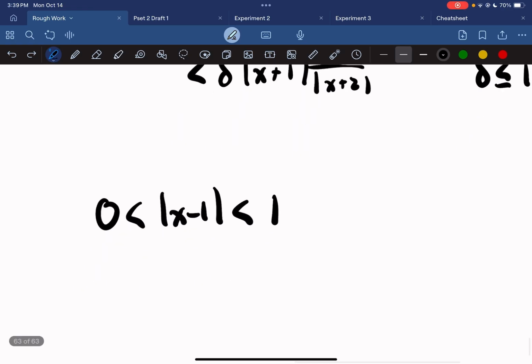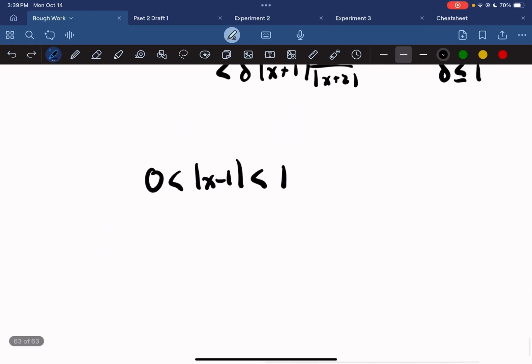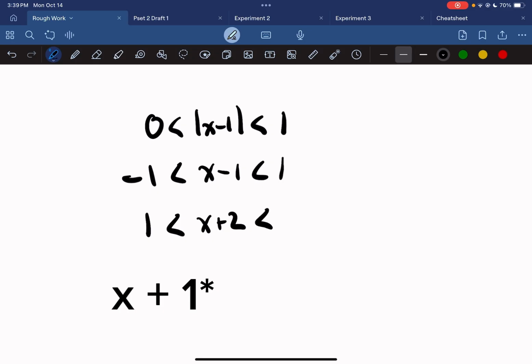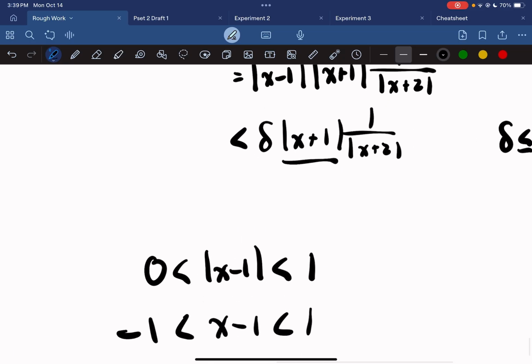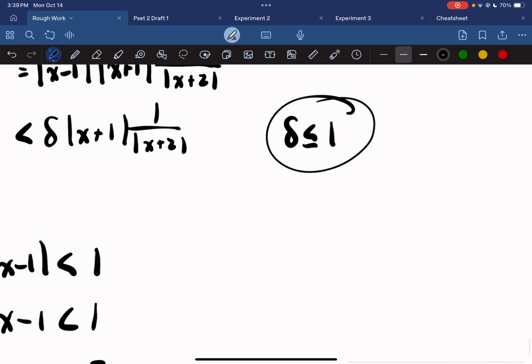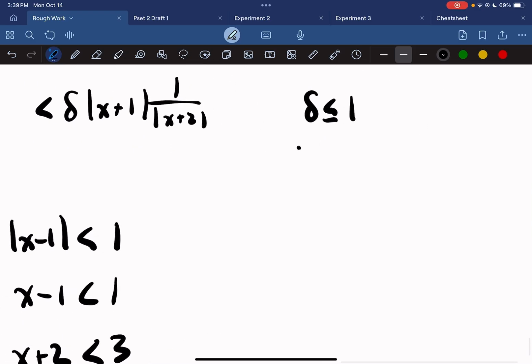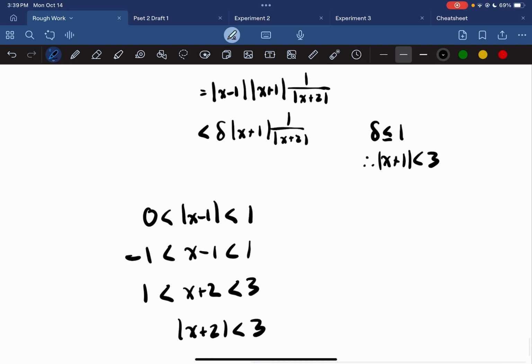So first we want x plus 1. This is pretty simple. If we remove the absolute value from both sides, and then we add 2 to both sides, we get 1 is less than x plus 2, which is less than 3. And of course, if we take the absolute value, this is all less than 3. So we know that if we assume that delta is less than or equal to 1, then x plus 1 is less than 3. This is very important.